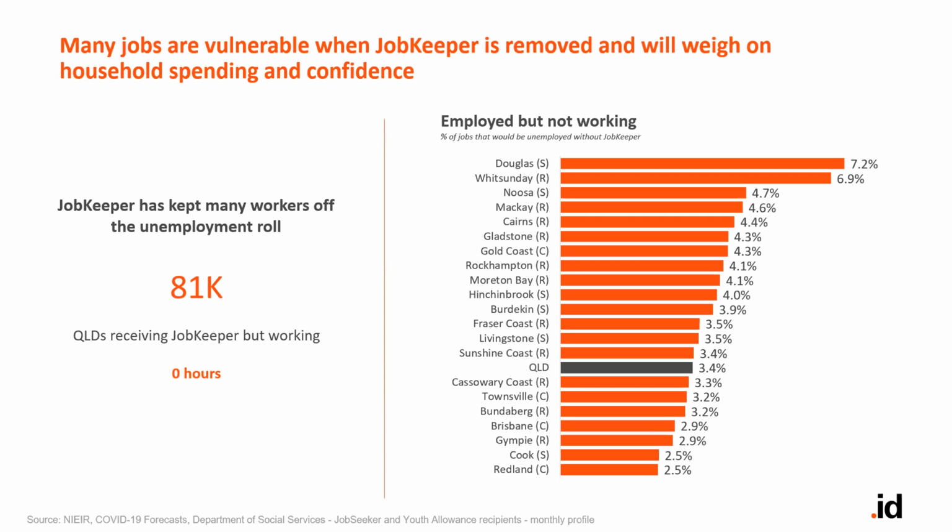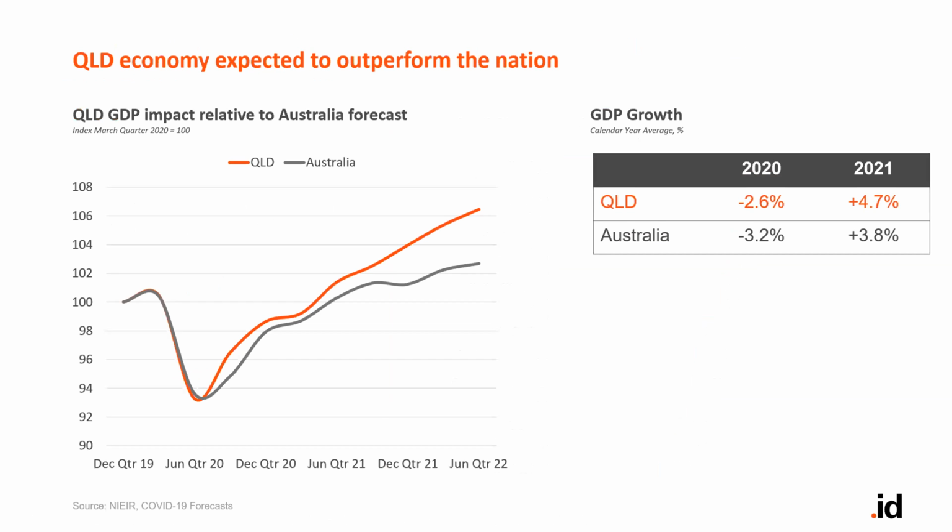So they've got a long way to go because they're heavily dependent on visitation. Queensland GDP impact relative to Australia, we can see that the Queensland economy is expected to outperform the nation. So we're already on the road to recovery. When we look at the economics of a recovery, Queensland has already started. We're making our way down that road as we speak.